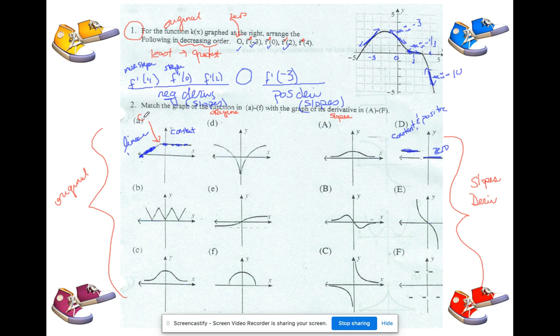That is a corner. The slopes from the left do not equal the slopes from the right. So, since your derivative is a limit of slopes, and the limit of the slopes from the left does not match the limit of the slopes from the right, this graph does not have a derivative at this x value, whatever x value this is. So look at the derivative graph. The derivative graph is undefined there.